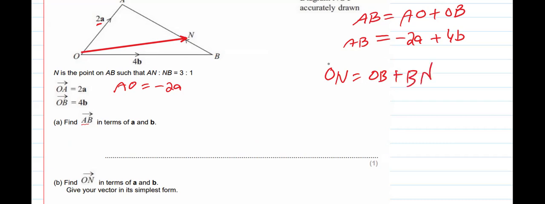I have OB, but I don't have BN. I need this so then I can find ON easily. For that I will use the ratio formula now for BN. What will be BN? What is the ratio of this? It is given AN, this part is 3 and this part is 1. So the ratio is 1 over the sum of ratios, multiplied by the full vector in the same direction, BA.